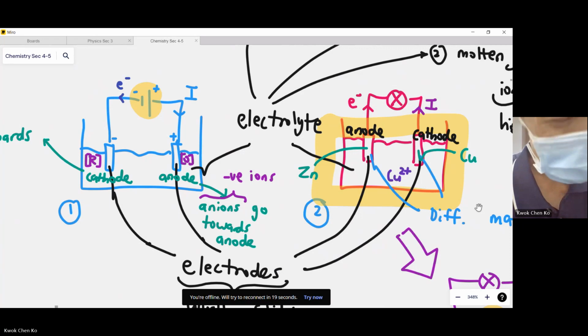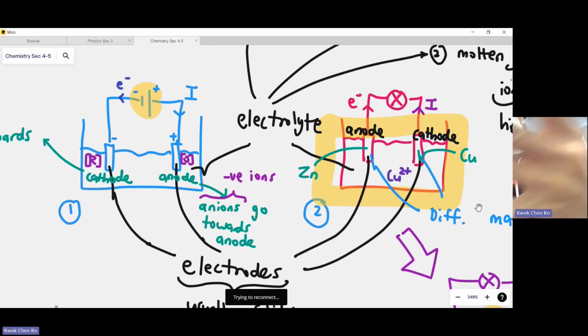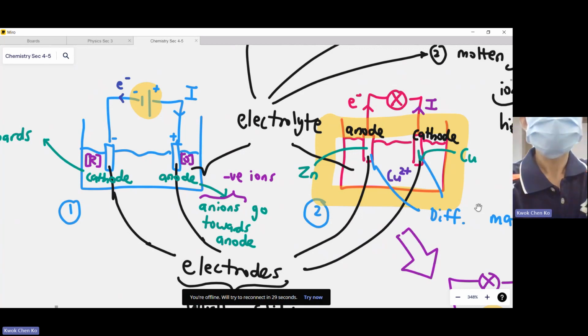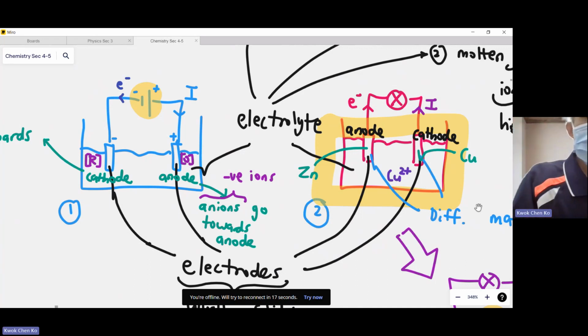So you have to know whether you're looking at electrolysis or a cell. But as I said many times, anode is always oxidation, cathode is always reduction, for both of them. Anode oxidation, cathode reduction. Oh no, I can't remember the mnemonic already.